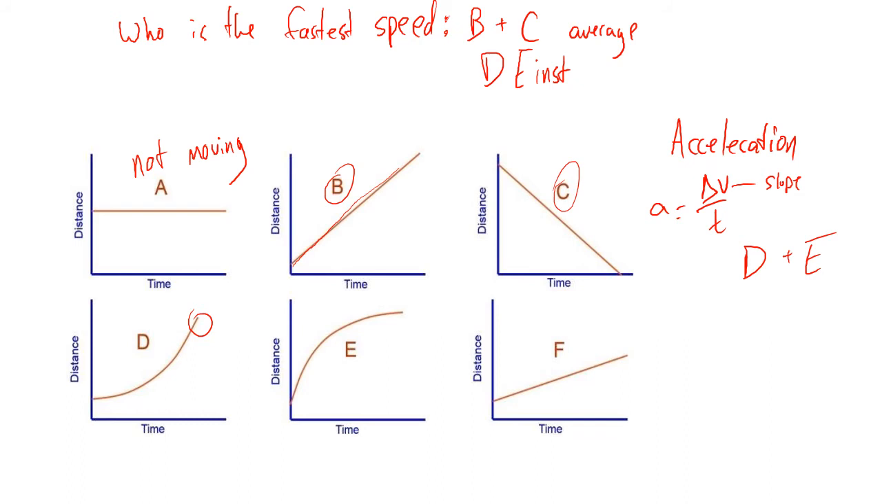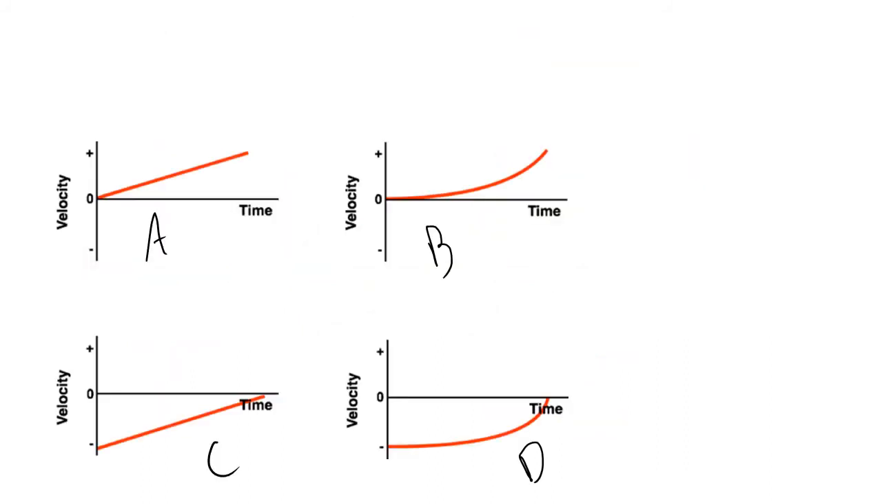All right. Sounds good. They could ask other specific questions, but we're not going to worry about that right now. There's one more set of graphs we're going to look at, because those graphs are going to be velocity-time graphs. A, B, C, D.